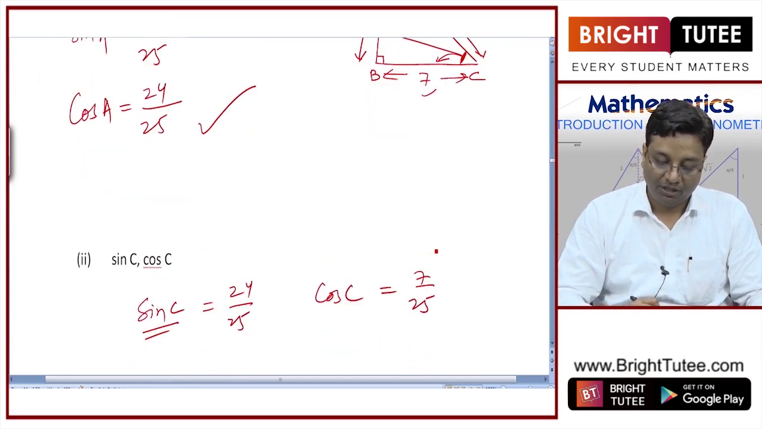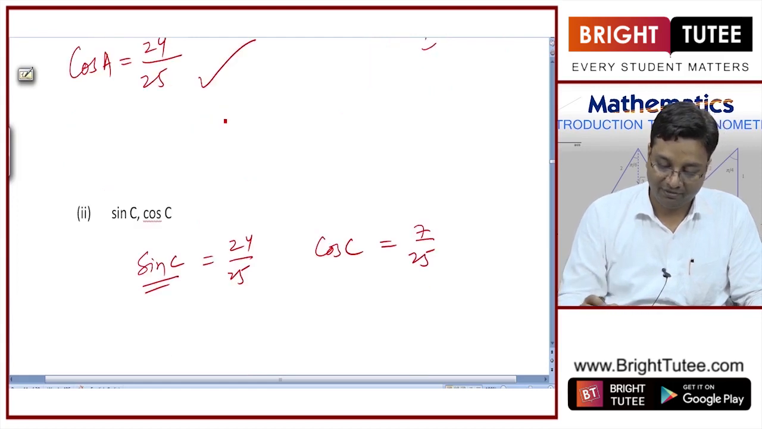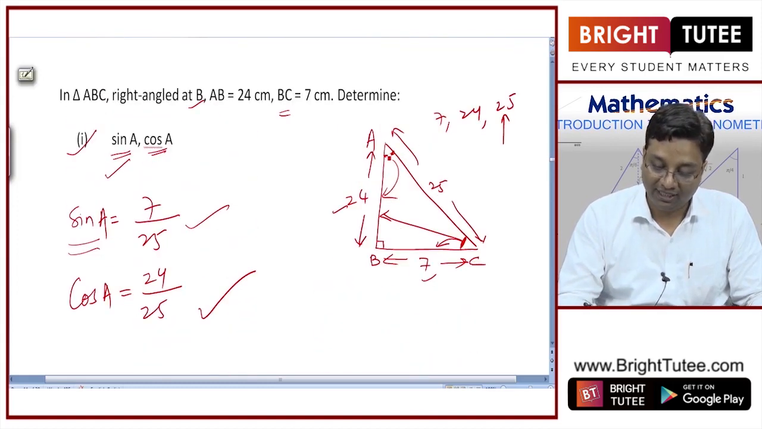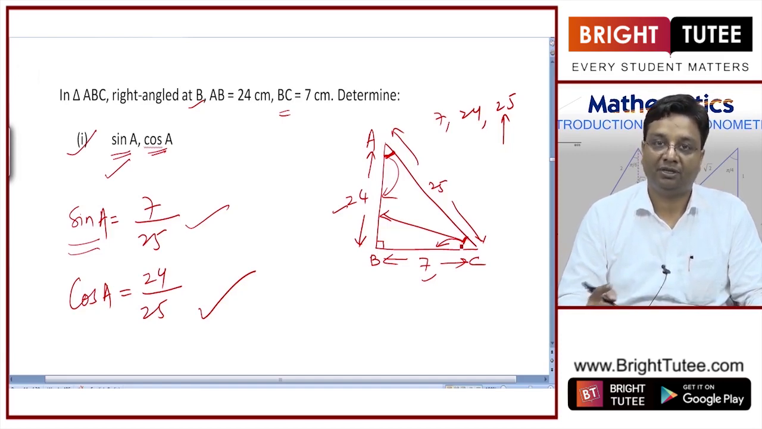Right? Students, you should notice this pattern here. Sin A is 7 by 25 and cos C is also 7 by 25. So sine of this angle here is equal to cos of this angle, right? We will talk about this in the upcoming lectures also.